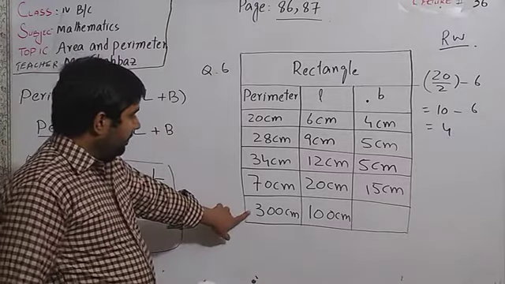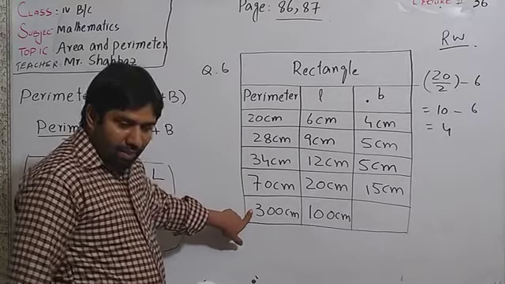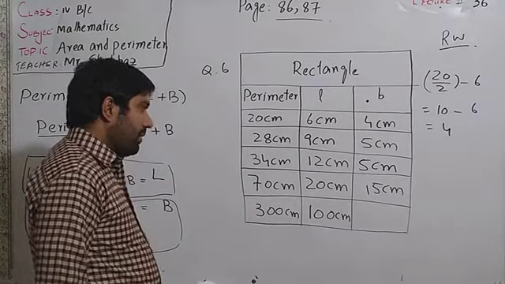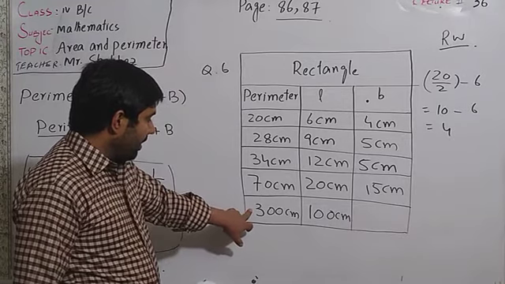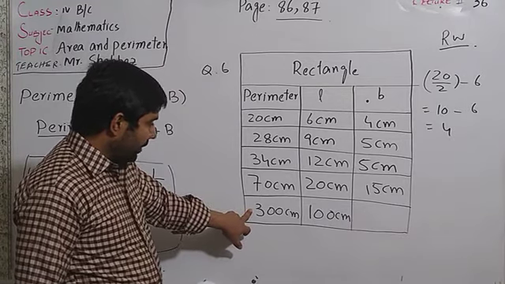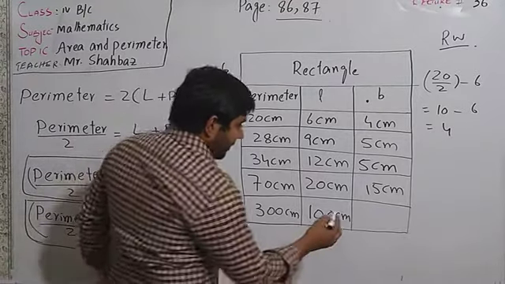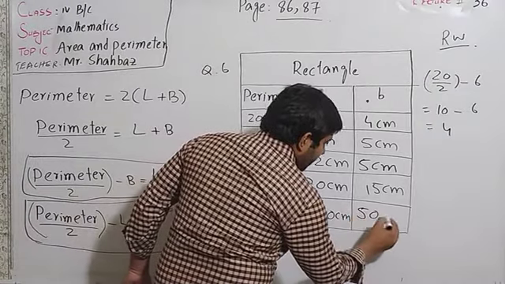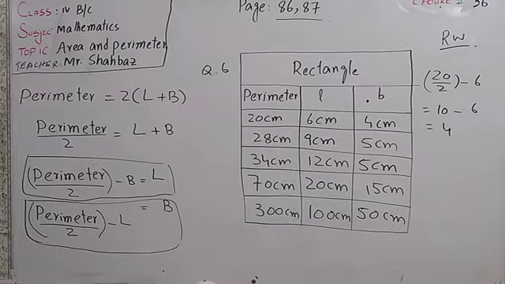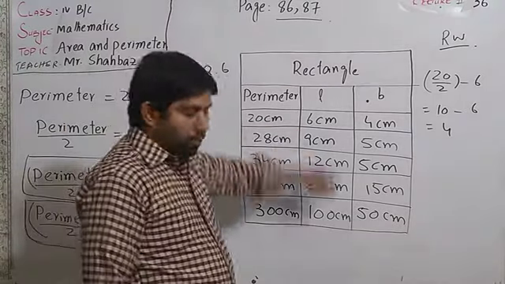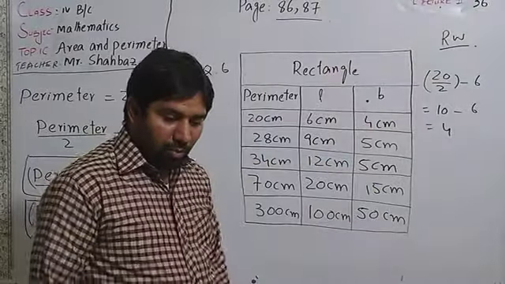Same here, 300. This is the perimeter, divided by 2. 300 divided by 2, it will be 150. 150 minus 100, it will be 50 centimeter. Okay, dear students, you have to draw this in your notebook and then complete it and share it with your teacher, and also complete it in your book.